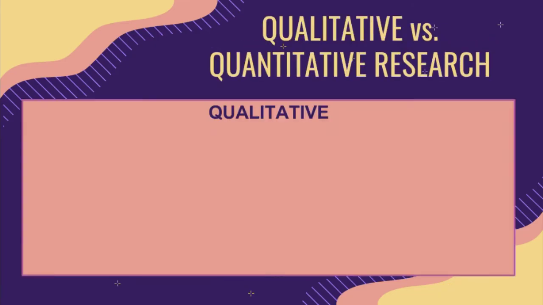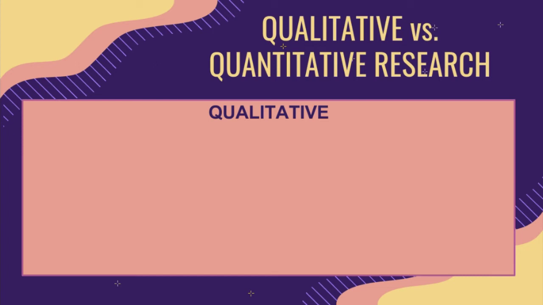Research can also be classified according to the method or approach it uses. So we have qualitative and quantitative research. But what is the difference between the two? So let's find out. Let us first discuss all about qualitative research.